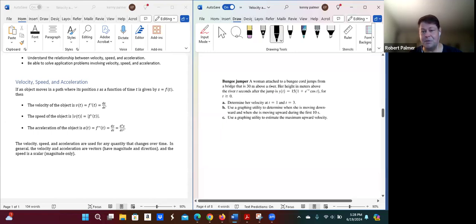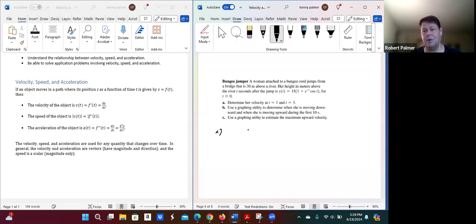Okay, so remember this is the position. Velocity, part A, we need to find the derivative. So velocity is going to be y prime of t. Okay. And so I'm going to distribute the 15. In fact, let me back up a second.